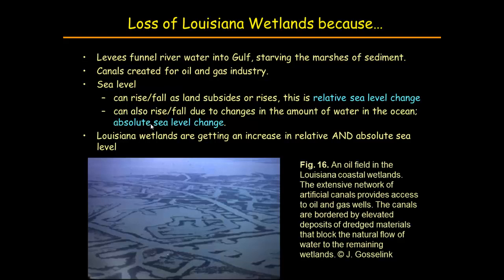As a consequence, absolute sea level is increasing right now at about a centimeter every decade. That's about the rate, and we'll get into that more when we talk about climate change. So these are some of the factors that have caused loss of Louisiana wetlands. I'm going to end with this section here, and then we'll pick it up in the next video.